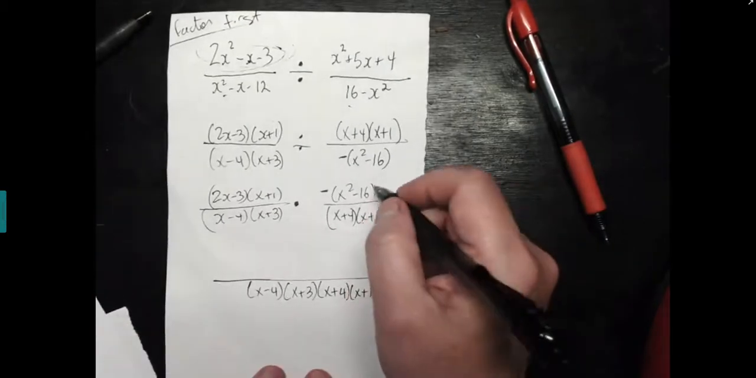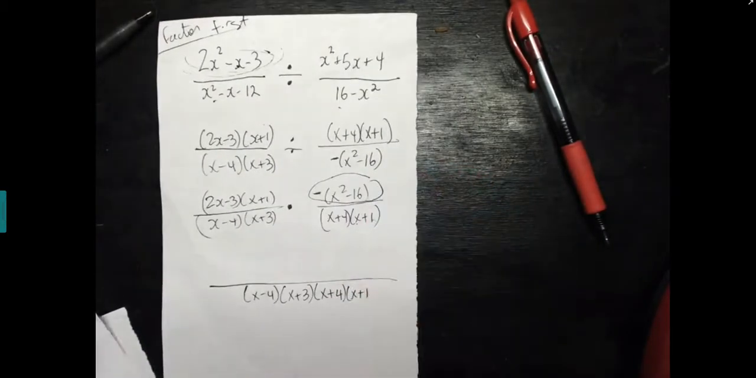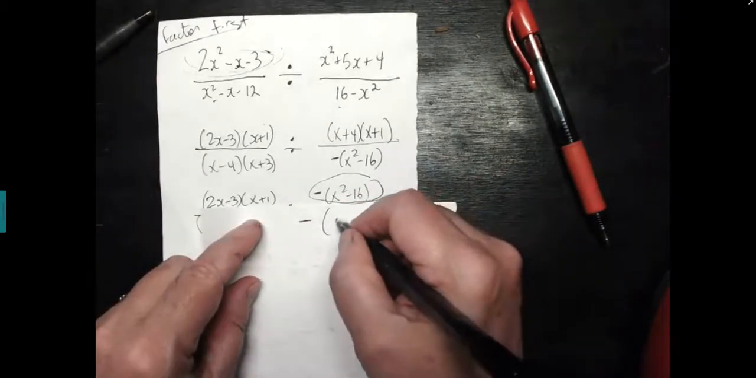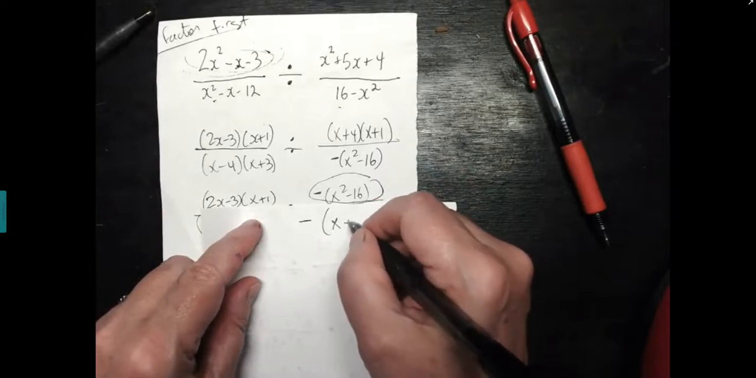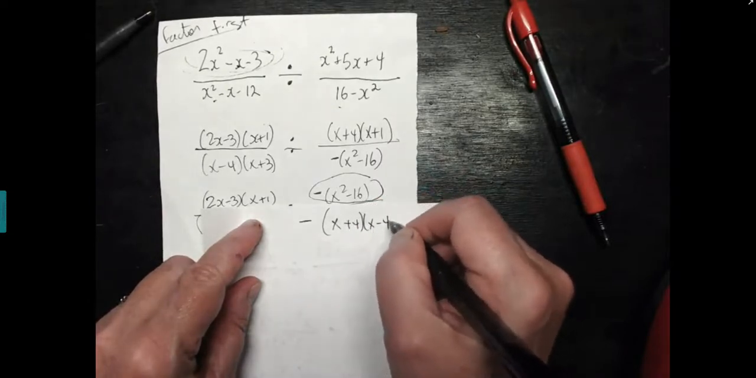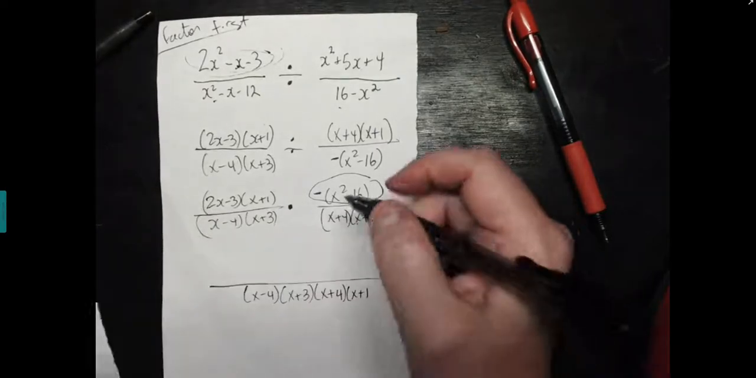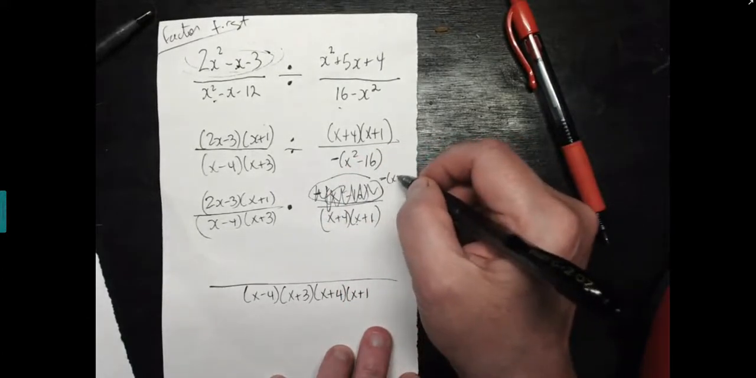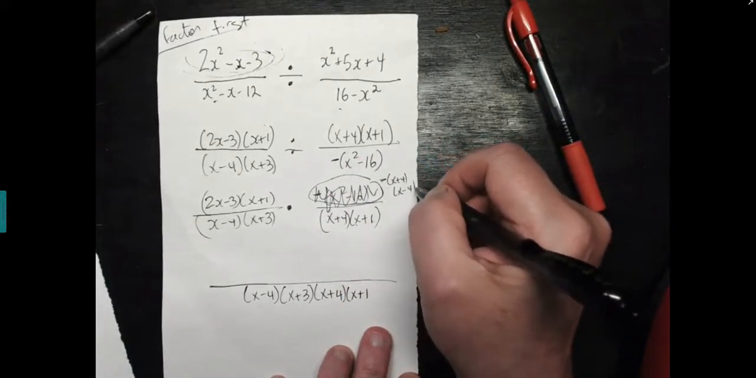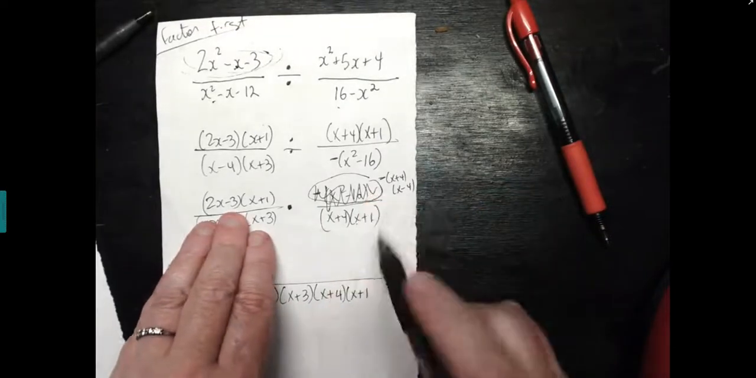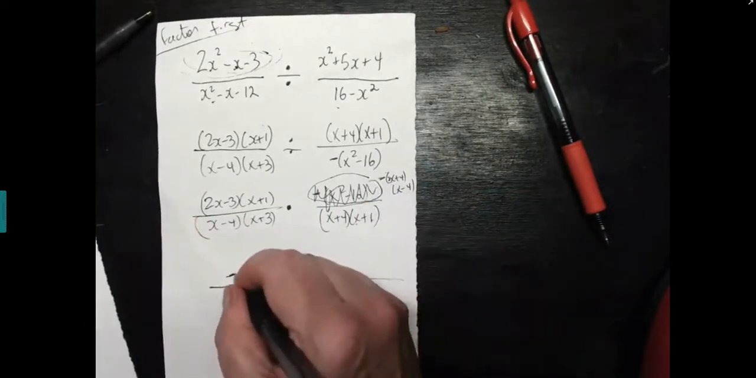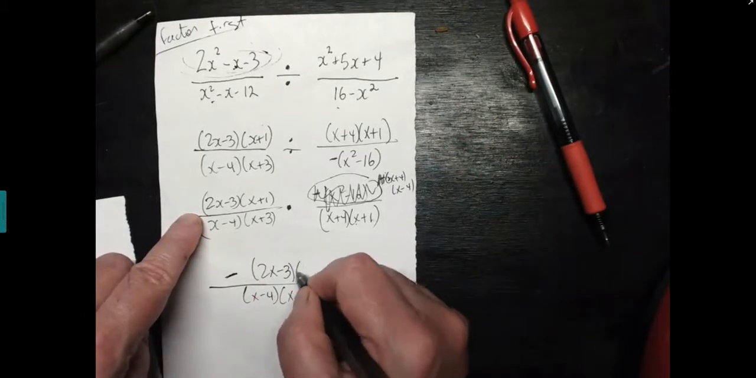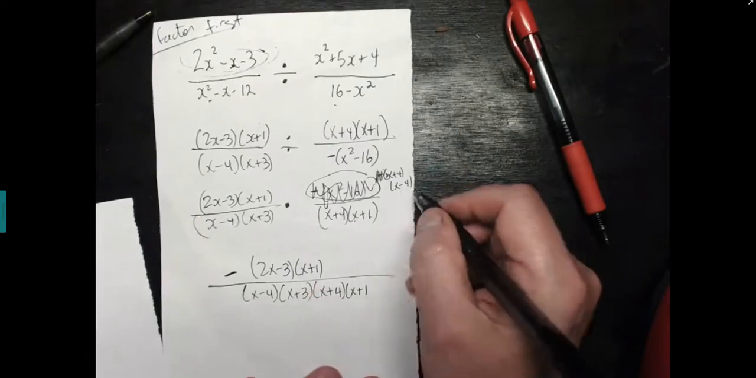Now, what about this? Well, that's the negative of x squared minus 16, which is x plus 4 times x minus 4. So what I'm going to do, that's going to be the negative of x plus 4 times x minus 4. I'm going to multiply these together now, and I'm going to take the negative sign and put it out the front. Okay. And then I'm left with 2x minus 3 times x plus 1 times x plus 4 times x minus 4.